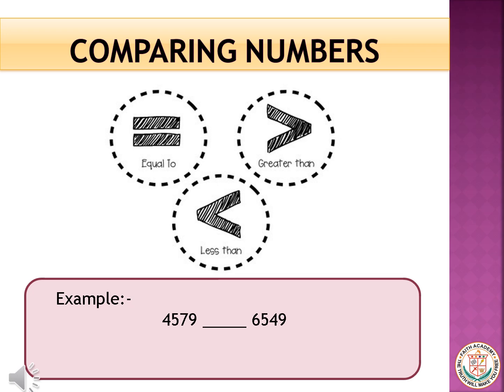Yes, you are correct. It is 6549. And between 38,659 and 38,656, which is the greater one? Again, you are correct. It is 38,659. See, that was very easy.